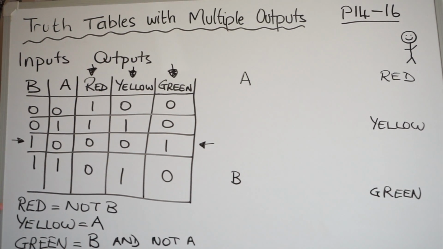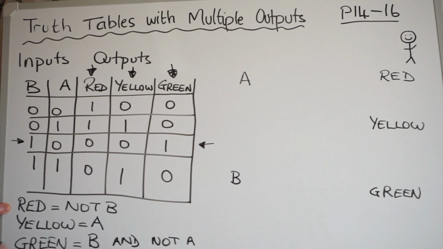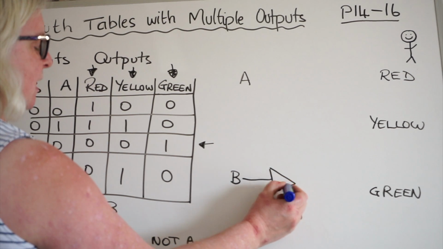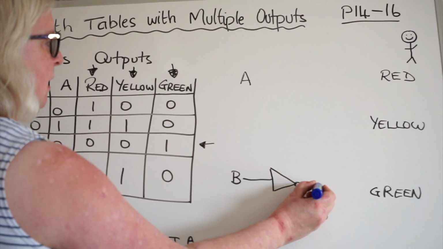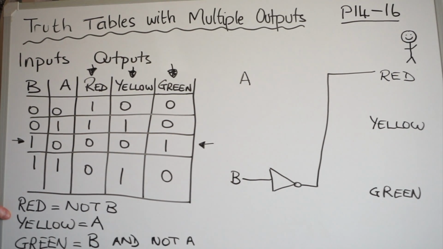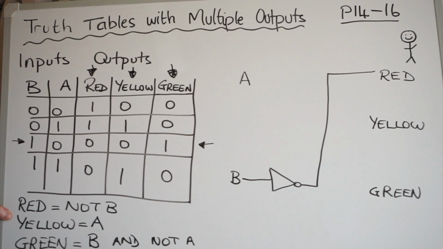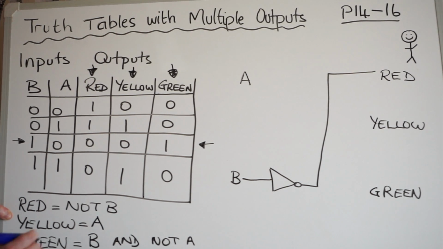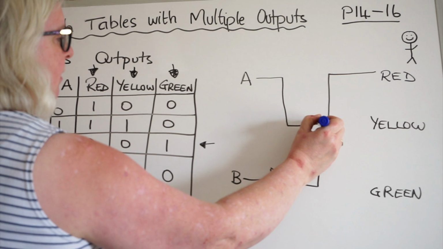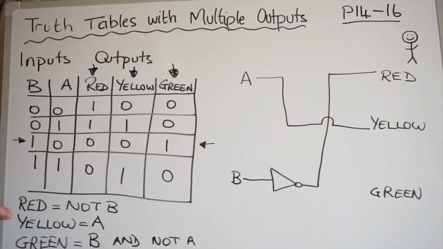Looking at our expressions, first of all we know that red is not B. So we're starting with B and we've got to invert it, so we're putting it through a NOT gate. There's our NOT gate, and then that connects to red. Yellow is A, so we don't need any logic gate this time. We simply connect A to yellow.